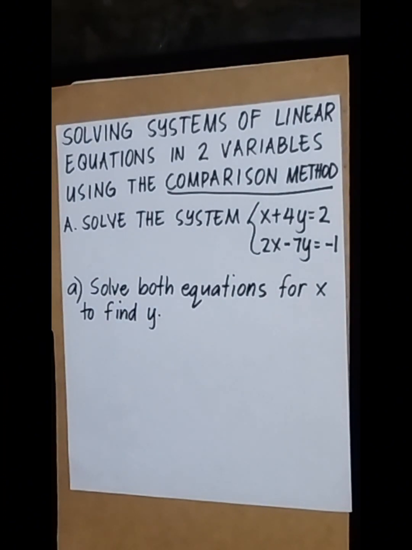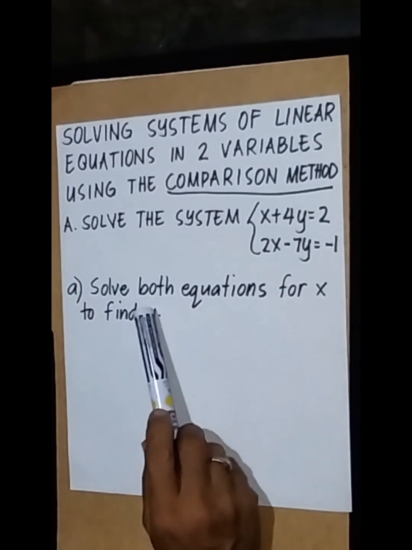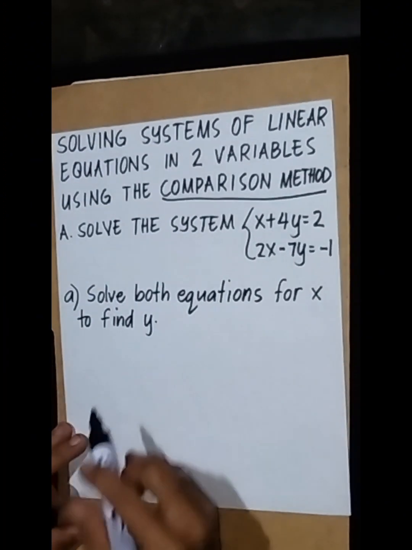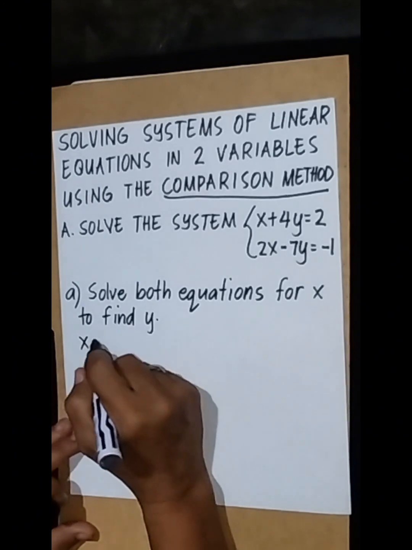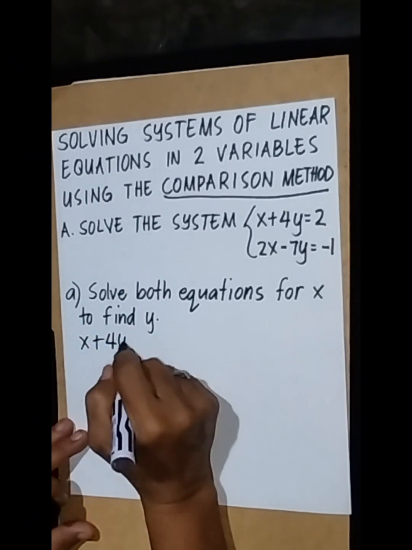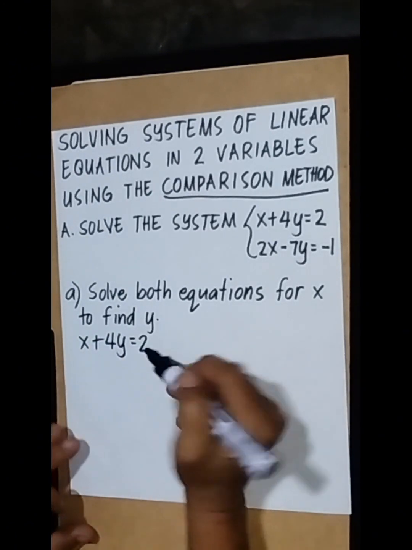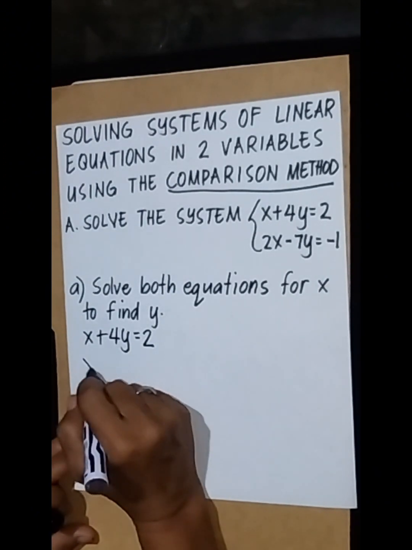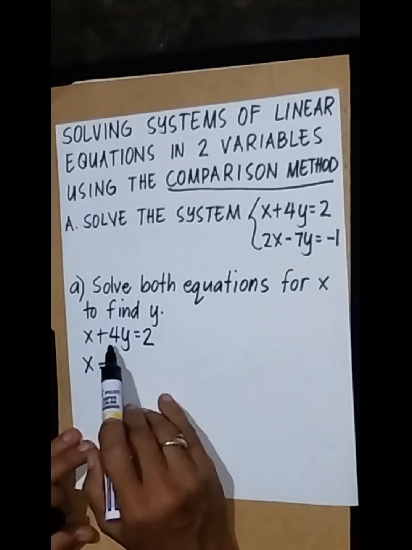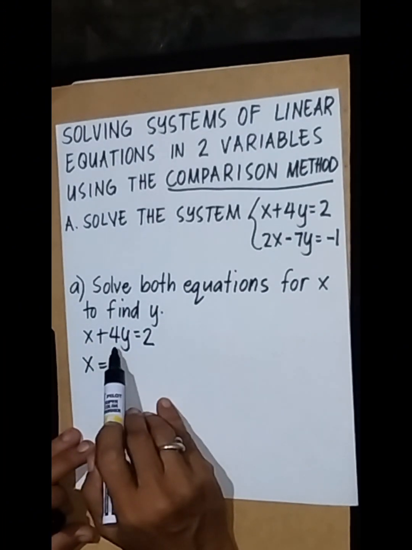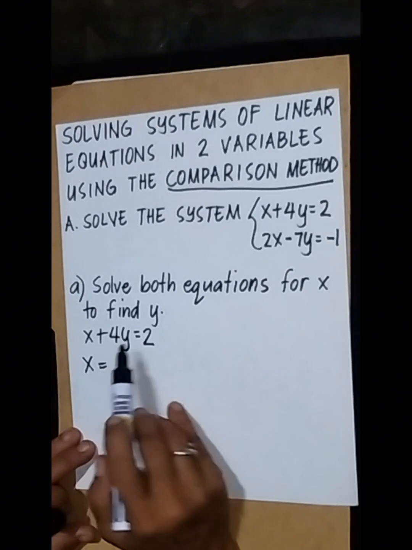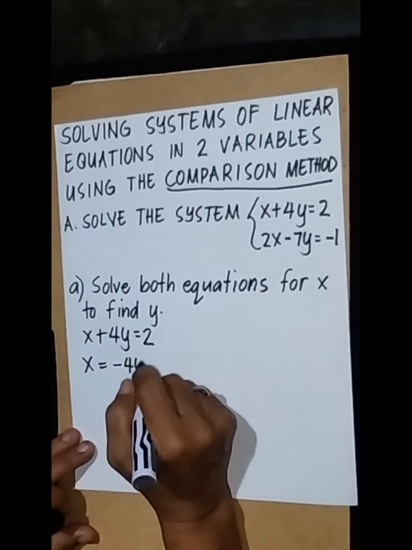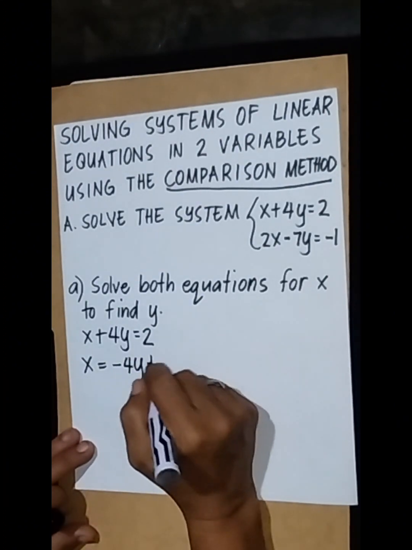So the first thing that we do is to solve both equations for x to find y. So, equation 1, we have x plus 4y equals 2. So, solve for x to find y. So, x equals, this is positive 4y. So, ilipat natin siya sa right side. So, magiging negative na po siya. Negative 4y plus 2.